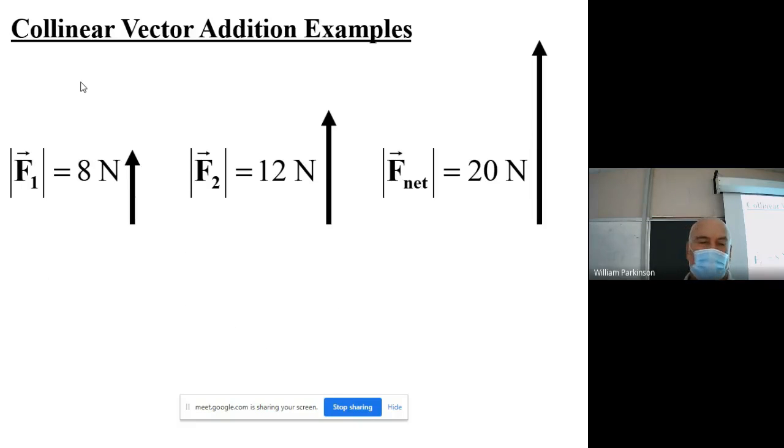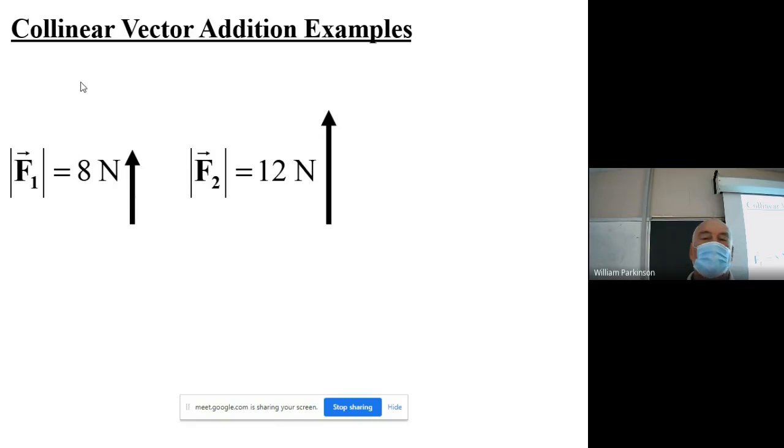Let me back up. I apologize entirely. Let's start like this. Sorry, I messed up. I didn't add 3 vectors. I added 2 vectors. Sorry. I am adding an 8 Newton vector to a 12 Newton vector.